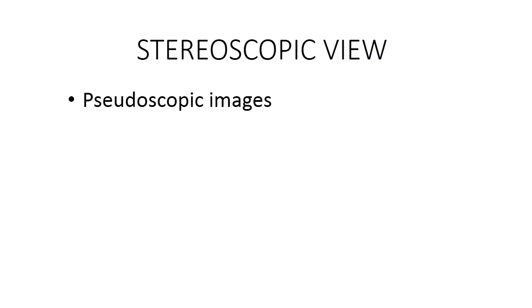Pseudoscopic images are the reversing of the normal impression of relief. The two photos are reversed so that the right eye views the left photo and the left eye views the right photo. The result is the pseudoscopic image, or the view of a reversal relief. So, in pseudoscopic images, the left side is viewed by the right eye and the right side by the left eye, and the image formed is called a pseudoscopic image.